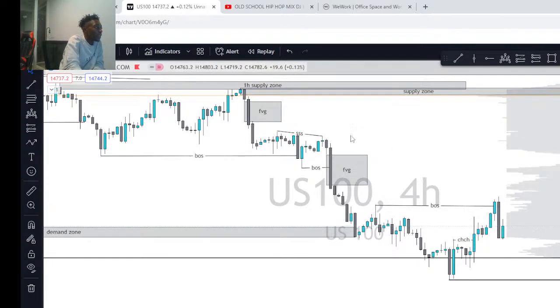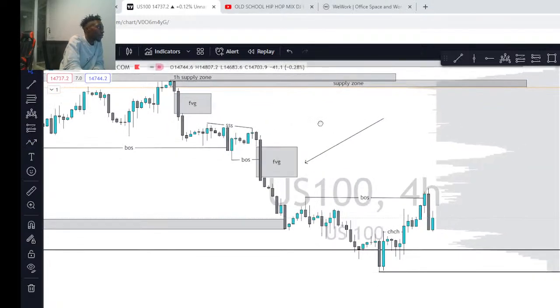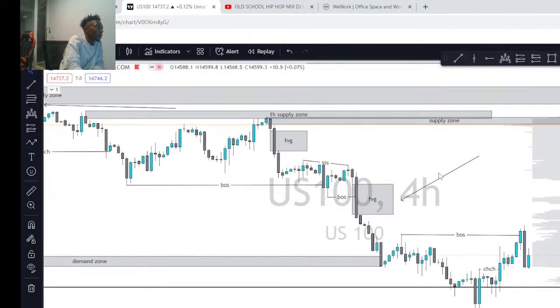So we can see that the market hasn't swept this fair value gap. It also didn't sweep this liquidity. We have a first fair value gap, we have liquidity, we have a second fair value gap, we have an untested supply zone here. So with Nasdaq, it's clear, guys. We don't have to confuse ourselves. On Nasdaq, it's a clear thing.